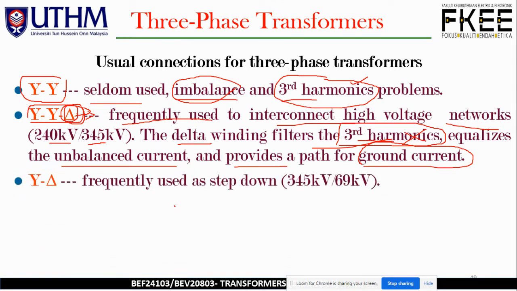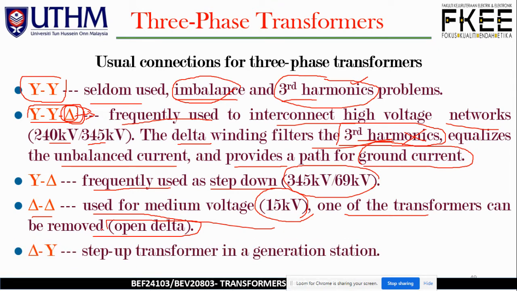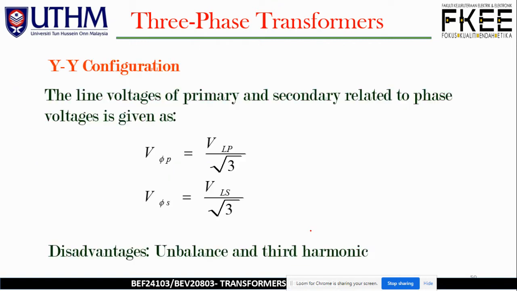And then the third one is the star delta configuration. Again, this is frequently used as a step down transformer, for example 345 kilovolt down to 69 kilovolt, followed by the delta to delta configuration. This is used for medium voltage, approximately 15 kilovolt. One of the transformers can be removed, called open delta, so one side of the transformer actually. And then last but not least, the delta Y configuration. This is particularly applied in the step up transformer, especially in a generation station.